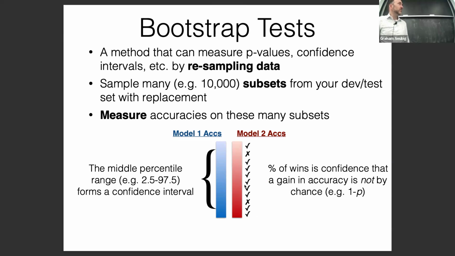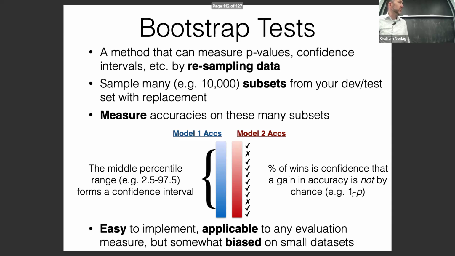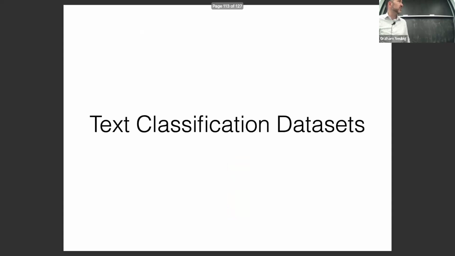Another thing that you can do is a paired test. What the paired test does is it measures the number of wins, and you measure the percentage of wins. This is the confidence that a gain in accuracy is not by chance, and so this could be 1 minus the p-value of the paired test. So this is easy to implement and applicable to any evaluation measure, but somewhat biased on small data sets.